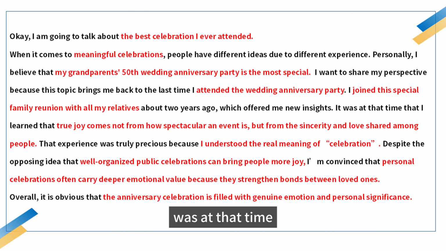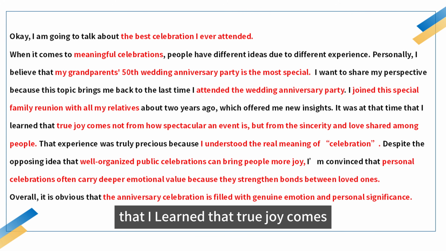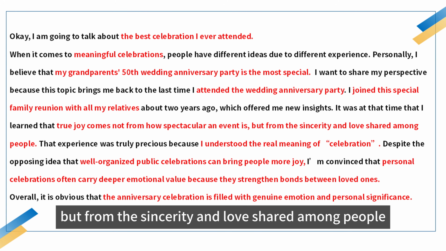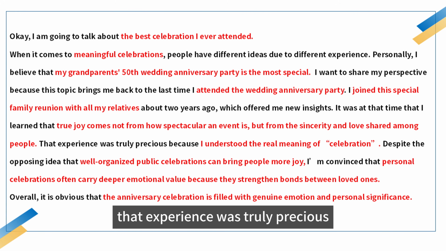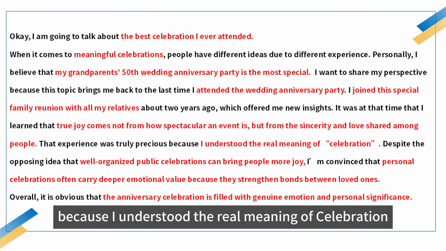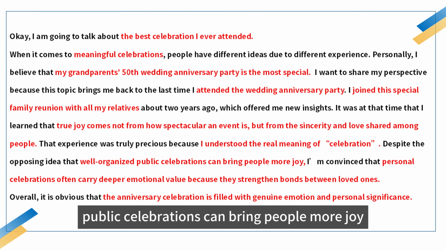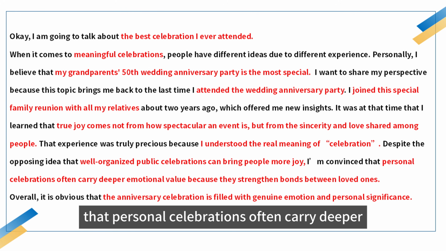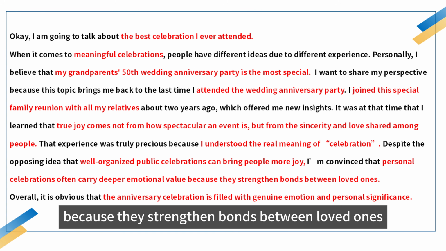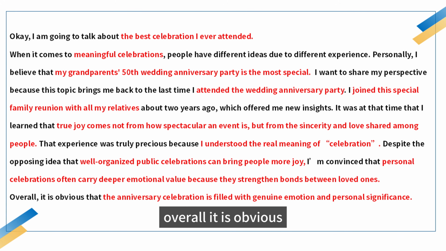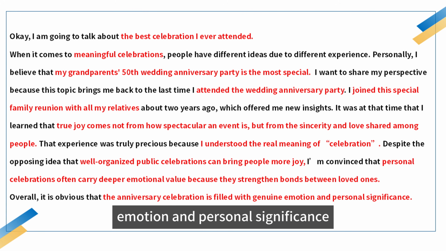It was at that time that I learned that true joy comes not from how spectacular an event is, but from the sincerity and love shared among people. That experience was truly precious because I understood the real meaning of celebration. Despite the opposing idea that well-organized public celebrations can bring people more joy, I am convinced that personal celebrations often carry deeper emotional value because they strengthen bonds between loved ones. Overall, it is obvious that the anniversary celebration is filled with genuine emotion and personal significance.